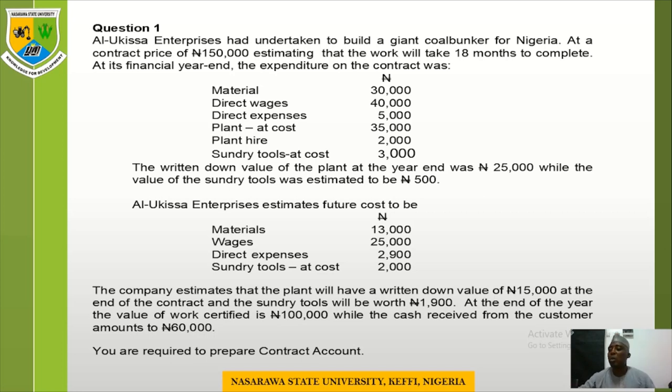So the estimated future cost will become 13,000, 25,000, 6,000 for standard tools, and depreciation on plant to be 10,000. Then total estimated future cost becomes 51,500. Now we can substitute that into our formula.